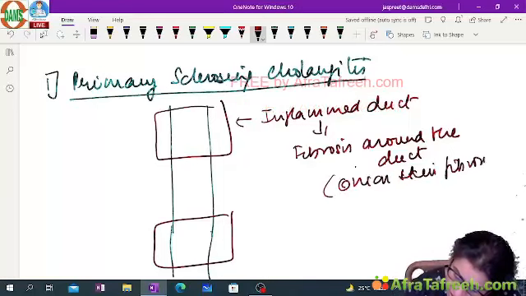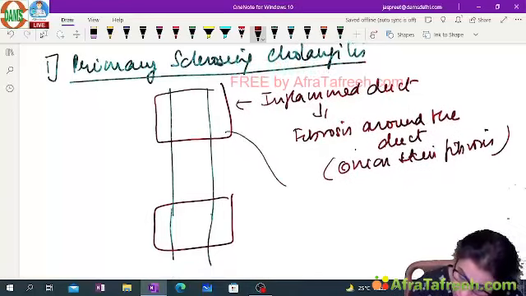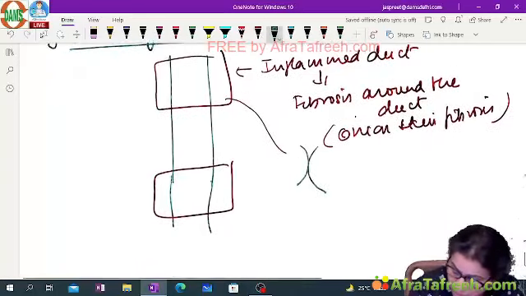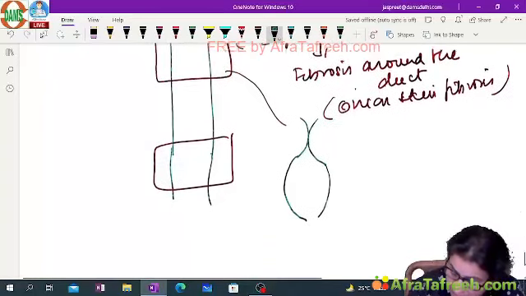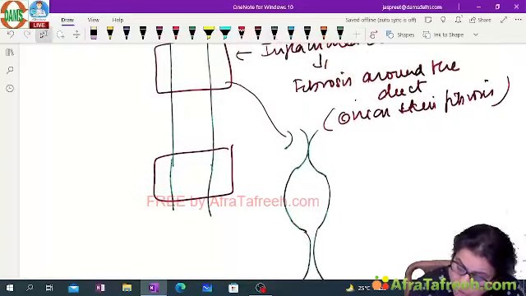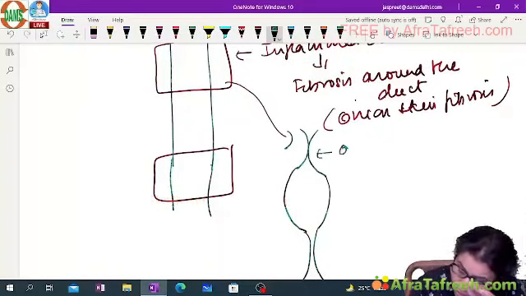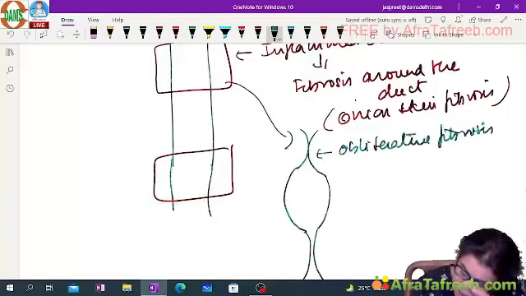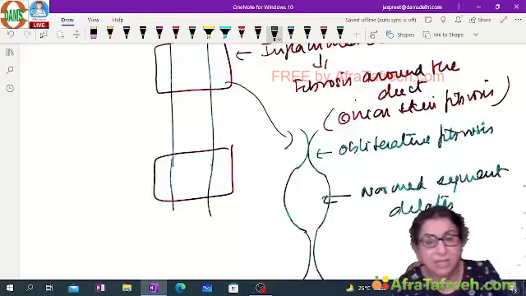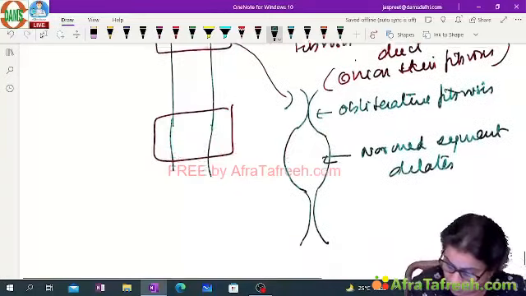And with this onion skin fibrosis, what will happen to this portion of the duct? This portion of the duct will get obliterated like this. Then the remaining normal segment will dilate. Then again the duct will get obliterated. So this is what you see: the diseased, inflamed portion followed by fibrosis gets obliterated. This is obliterative fibrosis of the duct, and the normal segment of the duct dilates. This is what we see in primary sclerosing cholangitis.